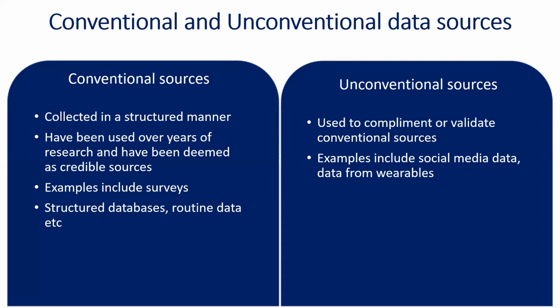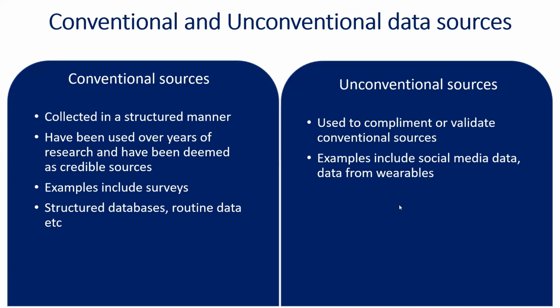Currently in the world, I could broadly categorize data sources into two parts: conventional and unconventional. Conventional data sources are data collected in a structured manner. These methods have been tested over the years and have been deemed credible sources. They include things like surveys, structured databases, or routine data.